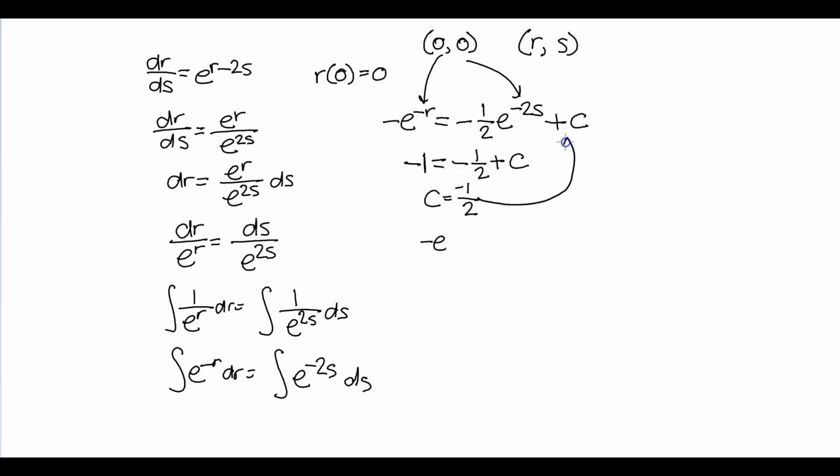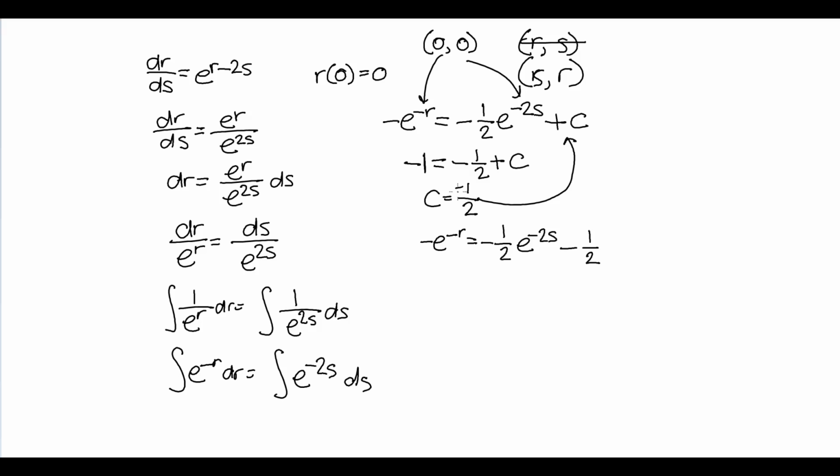You could plug this back in over here: negative e to the negative r equals negative 1/2 e to the negative 2s minus 1/2. If you want to get r of s, it should be (s, r) if r is the function, but it doesn't really matter. It doesn't matter the value of the constant, since at (0, 0) you have two values that are the same.